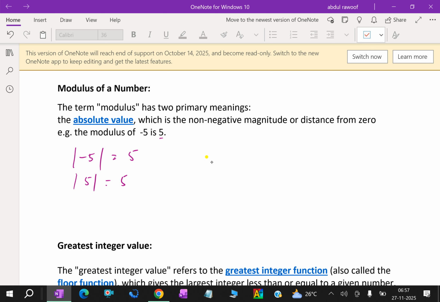Therefore, generally you can write modulus of x is equal to two values. First is x when x is greater than or equal to 0, and minus x when x is lesser than or equal to 0.